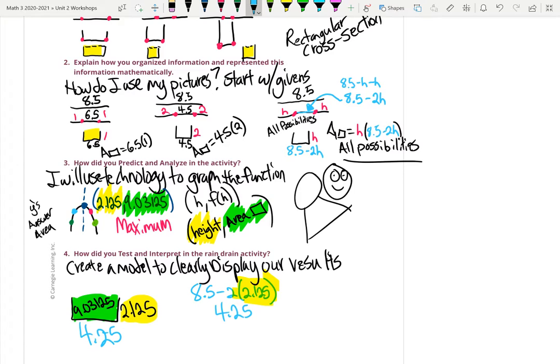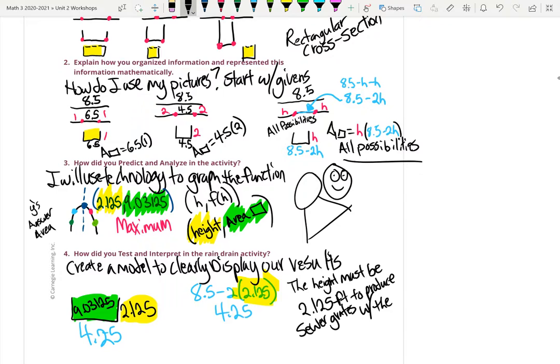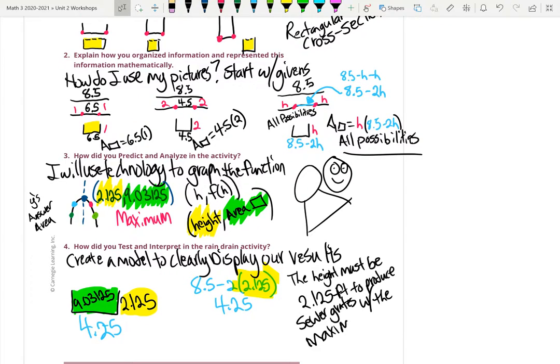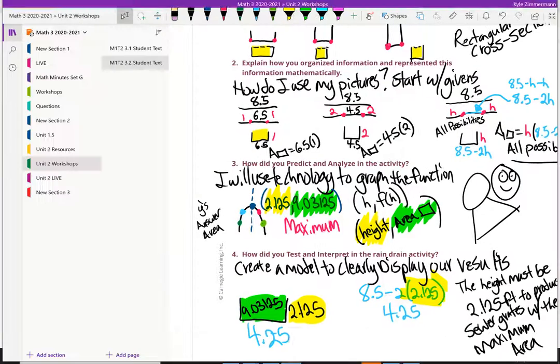So voila, I have my cross-sectional area. I have a nice diagram to turn in. And basically, our answer is the height must be 2.125 feet to produce sewer creates with the maximum area. Hope this helped.